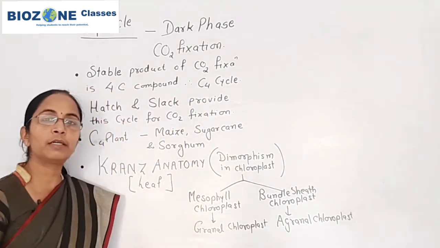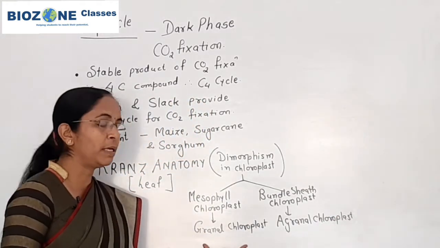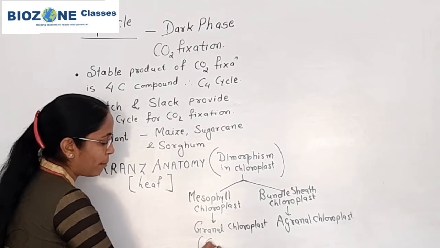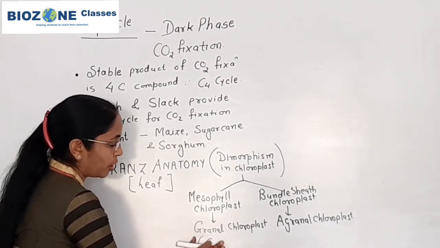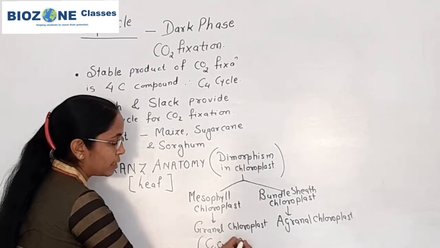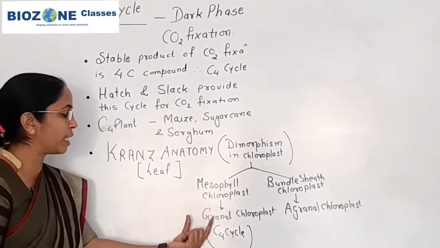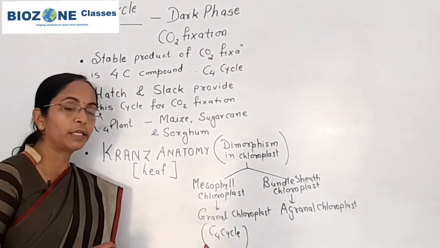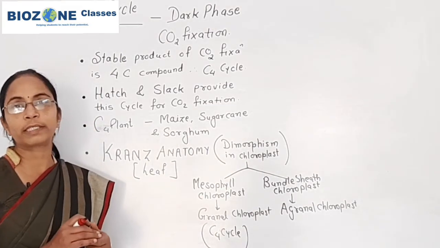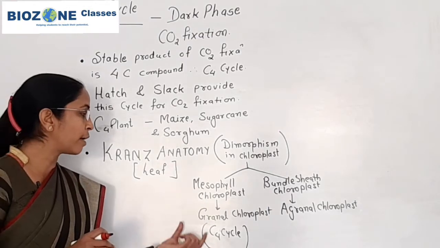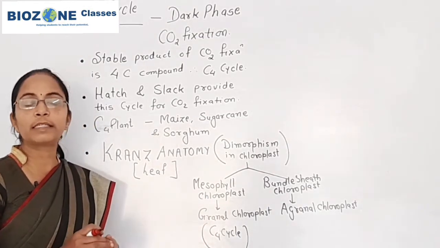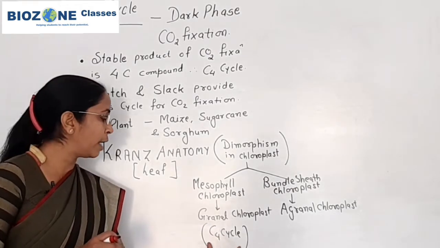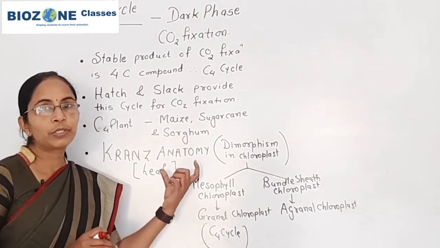Now when we come towards the CO2 fixation pathway, in mesophyll chloroplast or mesophyll cells, remember only the C4 path or C4 cycle takes place. So CO2 fixation in mesophyll cells takes place by the C4 cycle. For objective purposes, if a question is asked where the C4 cycle or CO2 fixation takes place, the C4 cycle begins in mesophyll cells, and the CO2 fixation, that is the production of the 4 carbon compound, also takes place in the mesophyll cells of the C4 plant.